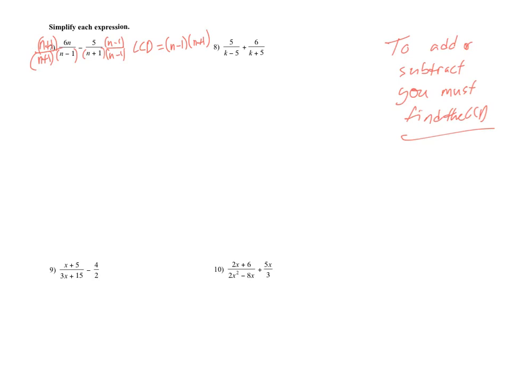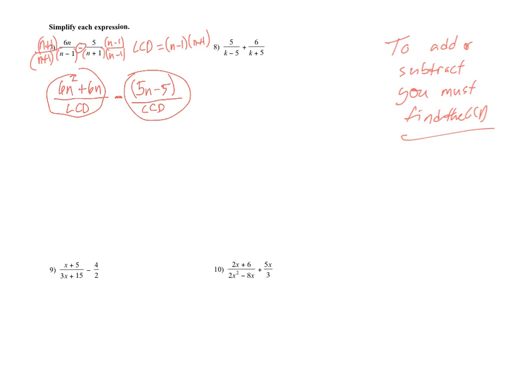Okay, so 6n times n plus 1 is 6n squared plus 6n over our LCD, minus 5 times n minus 1 is 5n minus 5. And I'm putting this in parentheses to account for this subtraction sign between the fractions. And again, all this over the LCD. Okay, so we need to subtract the second fraction from the first fraction.